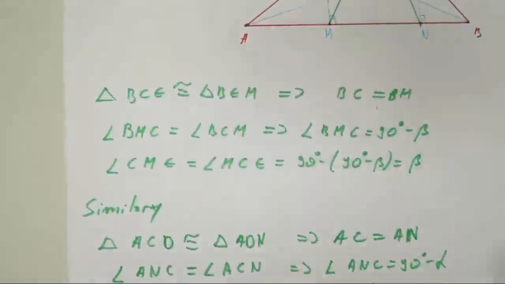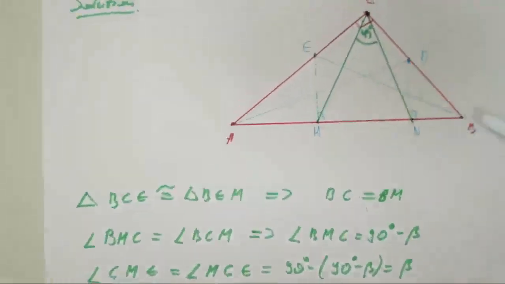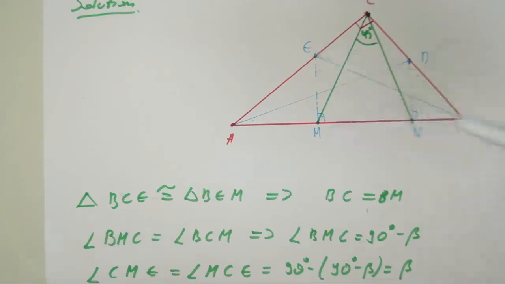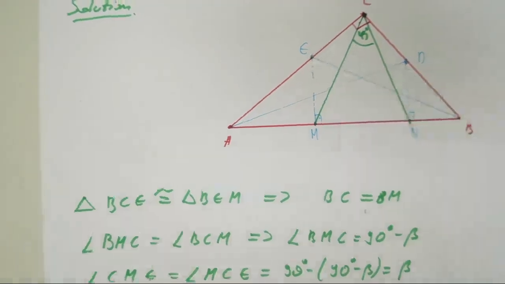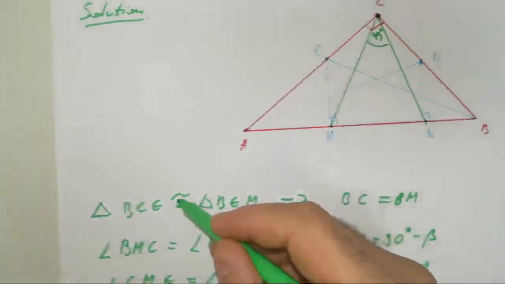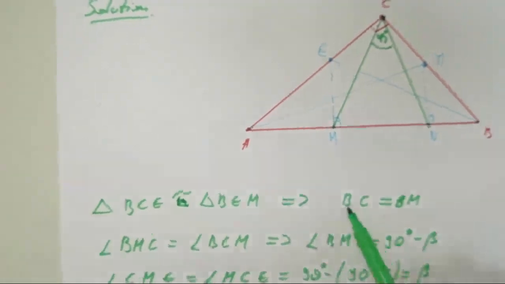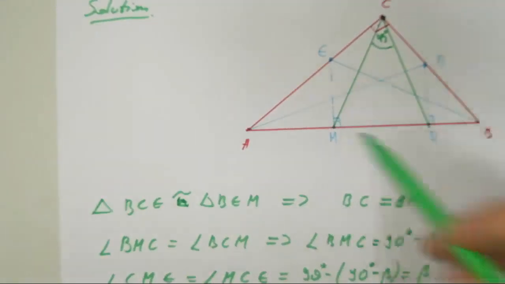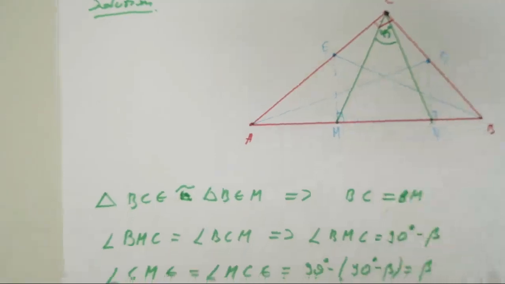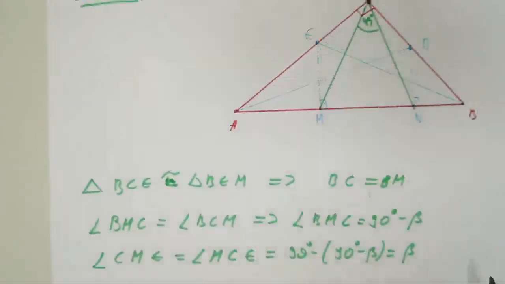From the triangle BCE and the triangle BME, those two triangles are congruent. They are similar but congruent also. Let's write them congruent here. So it means that the side BC is equal to BM. Well, if these two sides are equal, it means that the corresponding angles are also equal.